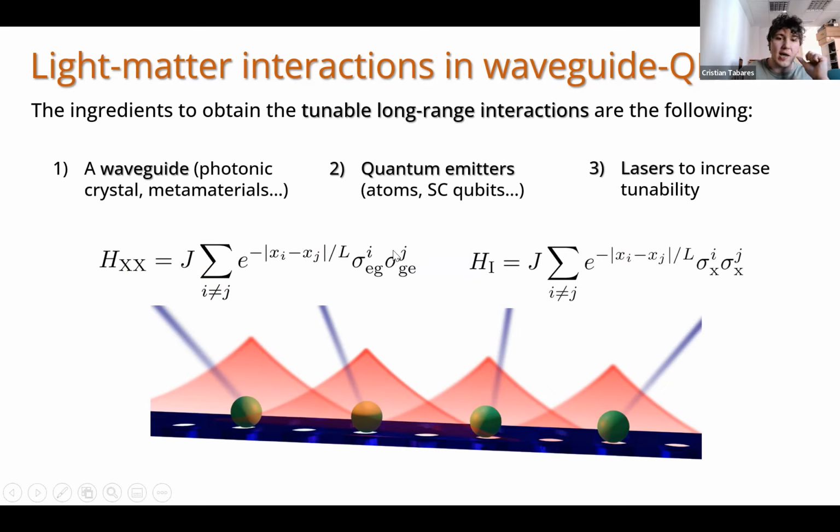Okay, we don't have i and i plus 1. We have i and j. The only thing is that the amplitude of interaction decays exponentially with the distance. But for example, if L is very big compared with the total size, we have effectively all-to-all interactions. And if L is very small, we have effectively first-neighbor interactions.